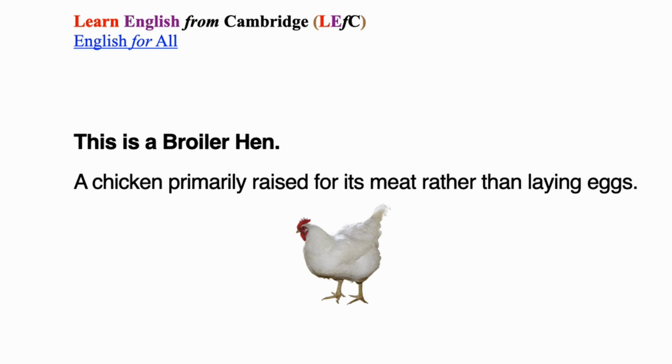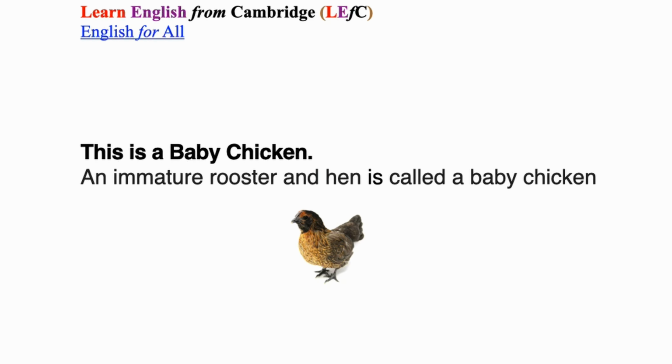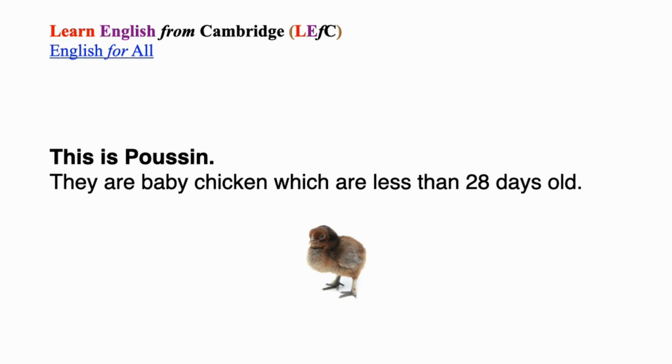This is a broiler hen, a chicken primarily raised for its meat rather than laying eggs. This is a baby chicken. An immature rooster and hen is called a baby chicken. This is poussin. They are baby chickens which are less than 28 days old.